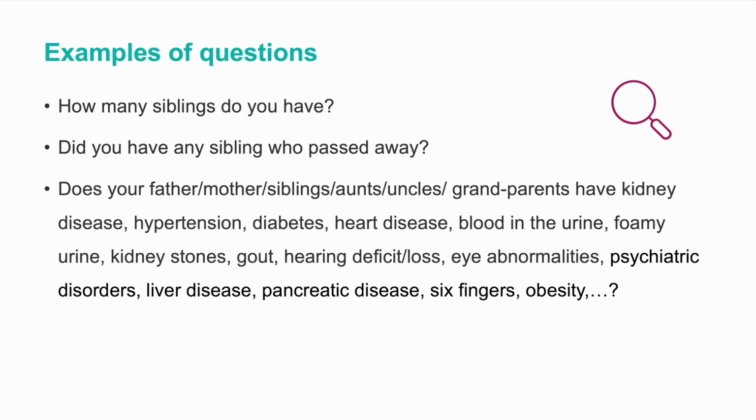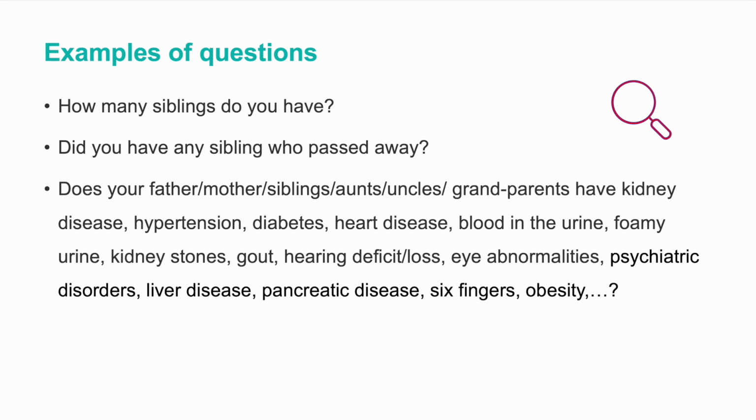And you may want to also explain and define what gout is. Not everyone knows what gout is. Eye abnormalities. What do you mean by eye abnormalities? Blindness, having glasses, night blindness, psychiatric disorders. Again, you may want to be more specific. Anyone with autism, anyone with schizophrenia, anyone with bipolar disorder.